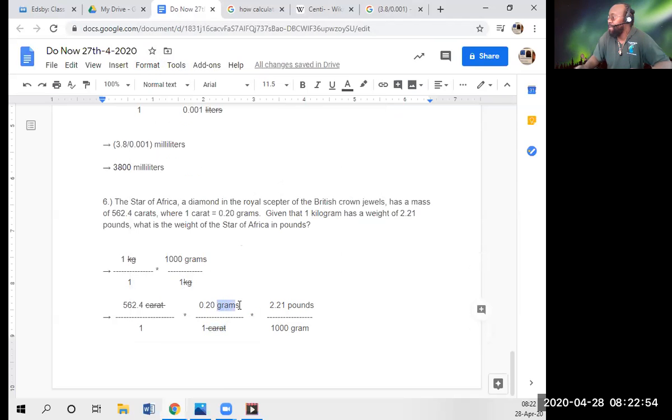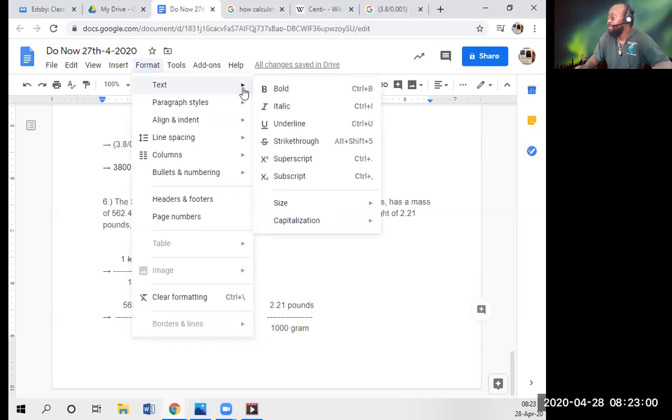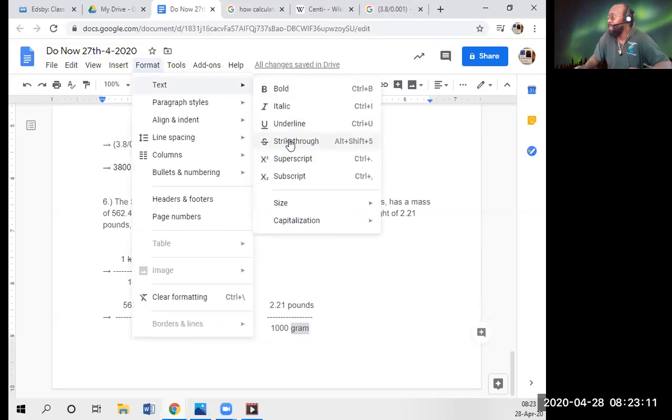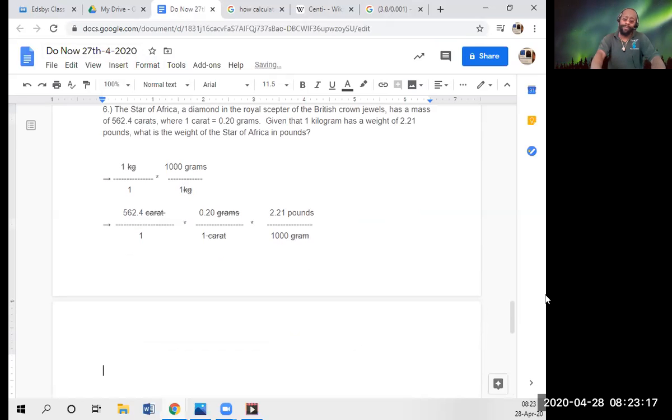Gram divided by gram is gone. Strike through and strike out. And then our final answer is just going to be us multiplying and dividing by 1,000. So we're basically through, y'all. I mean, people are wiping their foreheads like, whew, a whole lot of math. No.